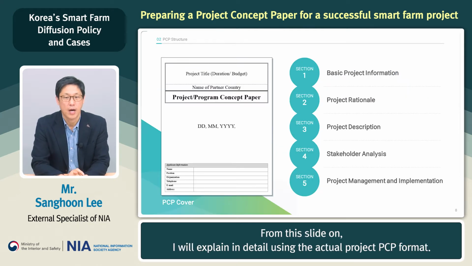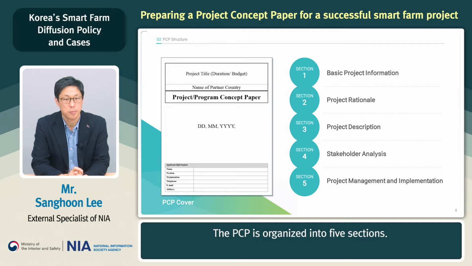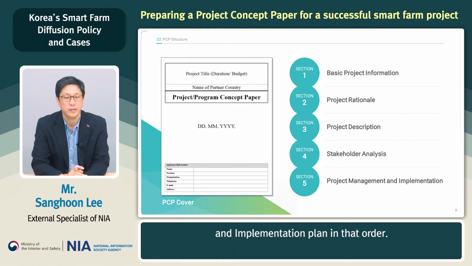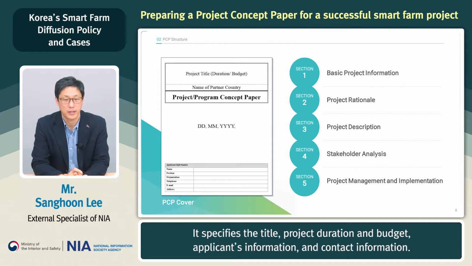From this slide on, I will explain in detail using the actual project PCP format. The PCP is organized into 5 sections. They are basic information on the project, justification for the project, main content, stakeholder analysis, project management, and implementation plan, in that order. First, there is a cover page as shown on the left. It specifies the title, project duration, and budget, applicant's information, and contact information.